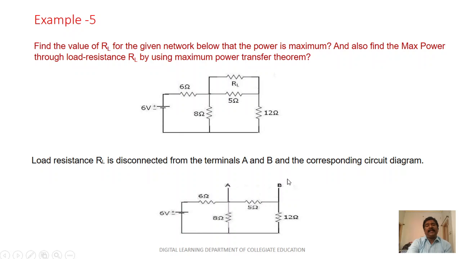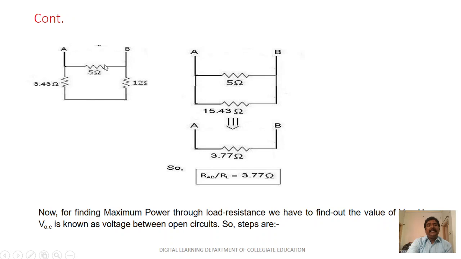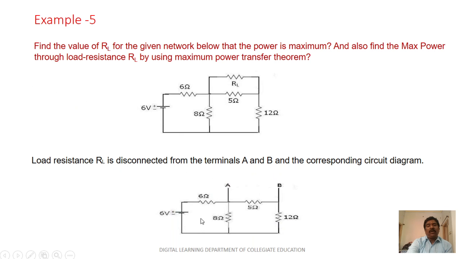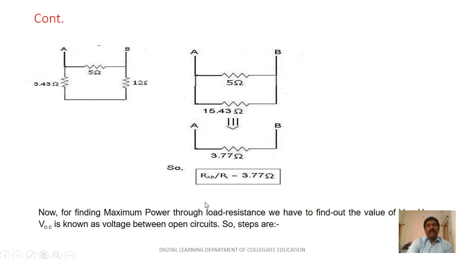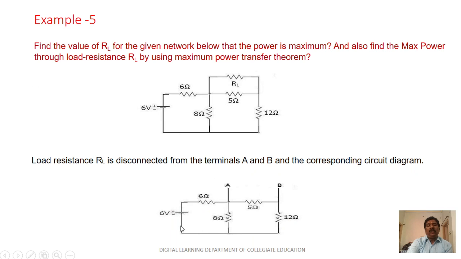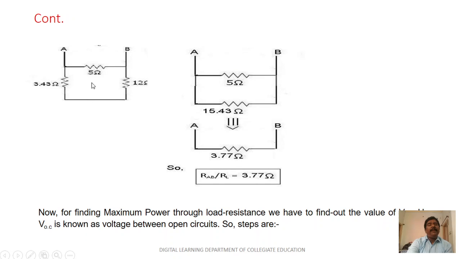If we disconnect the load resistance, the circuit will be reduced like this, and I can calculate the load resistance first, that is RTH. The procedure is that the 6 volts battery is removed. 6 into 8 divided by 6 plus 8 gives the effective value, 3.43, and the 5 ohms and 12 ohms remain as they are.